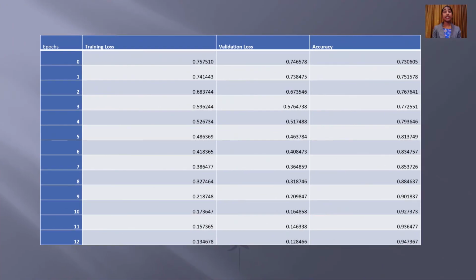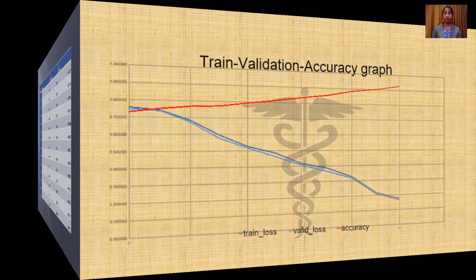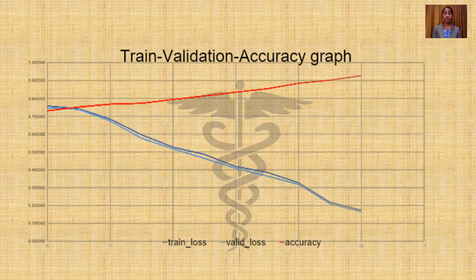Here is a table showing the results of my output data. Here is a graph that shows the result of my output data. These are all different ways to get the same exact information.